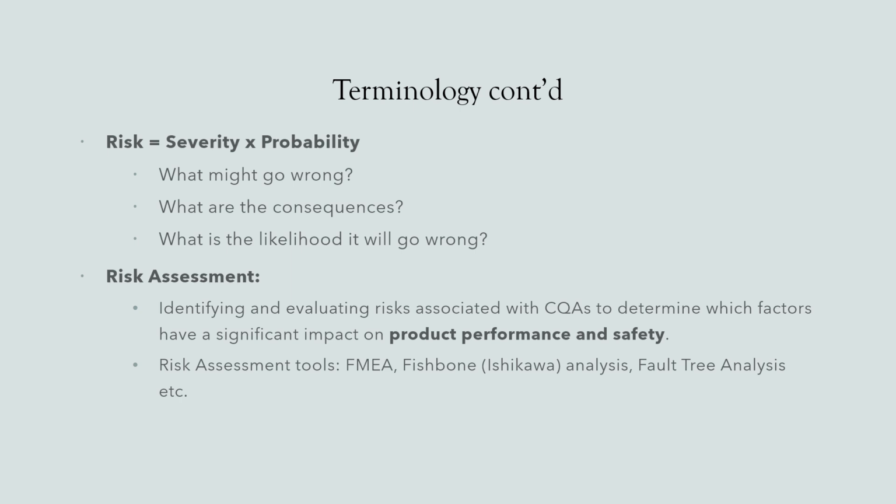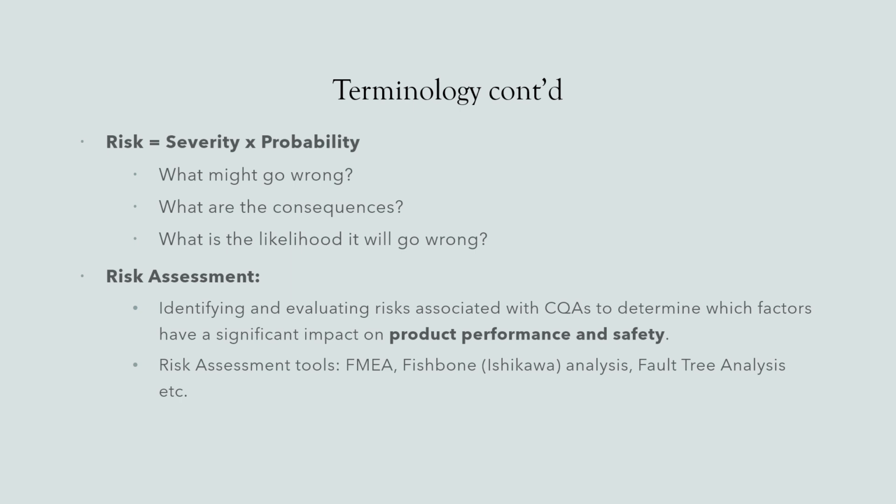So what is risk? Risk is a product of severity and probability. So your severity is the consequences and your probability is the likelihood of something happening. So in the context of a medicinal product and quality by design, it's looking at what might go wrong. So this is the attribute that is under consideration. So your product, the particular attribute of your product under consideration, what could go wrong? So it's the risk or the hazard identification.